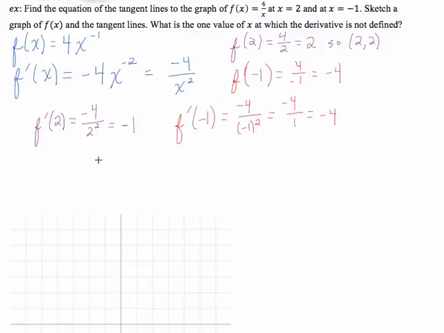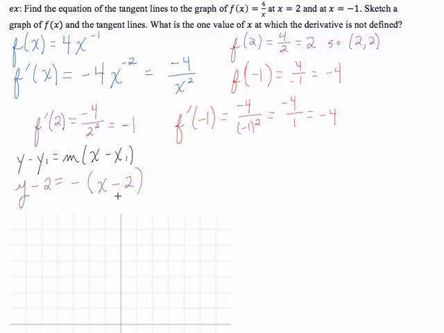So let's do this one first. We have that 2 comma 2 is a point on the function, and the slope is negative 1 at that point. So using point slope form, that's the general form, y minus y1 equals slope times x minus x1. If I plug in this point for my x1, y1, and this for my slope, then I have y minus 2 equals the slope, negative 1, times x minus 2. Now that's an equation of the line.